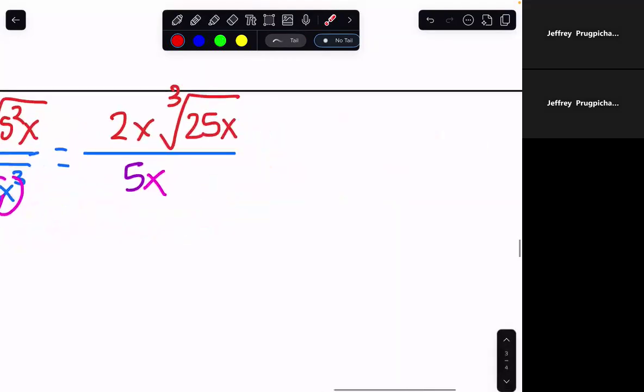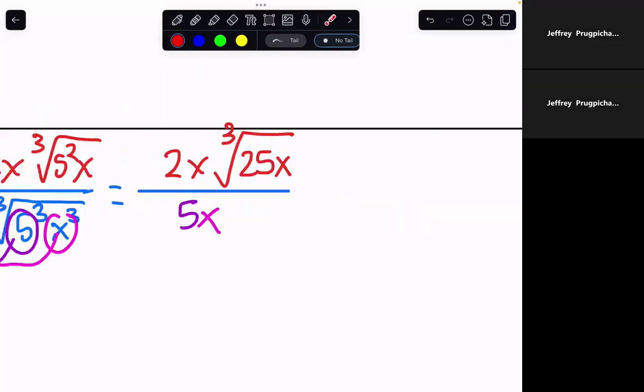Okay, so lastly, we need to see if we can reduce. The 2 and the 5 cannot reduce. They don't have a common factor besides 1. And remember, you cannot divide a radical by a non-radical. So you cannot divide the 25 and the 5. You cannot divide this x by this x, but you can divide the outside x with the denominator x.